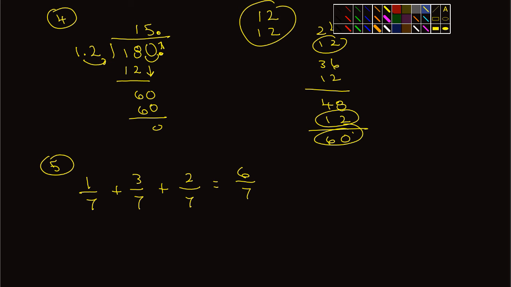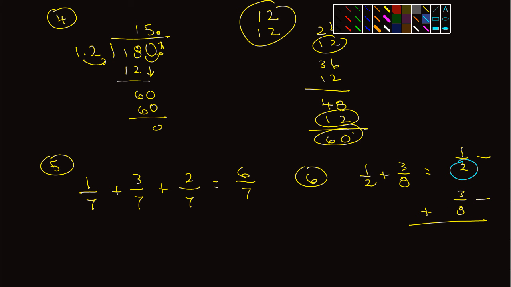Now, that's adding fractions with the same common denominator. What if they don't have the same common denominator? Let's look at number 6 here. What if I wrote something like 1/2 plus 3/8? All right, so let's set this up. Here's 1/2, here's 3/8. We can't add any fractions until they have the same common denominator. So we need to come up with a number that both 2 and 8 will go into evenly.